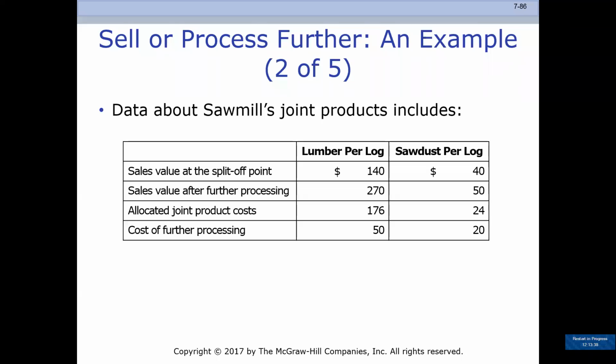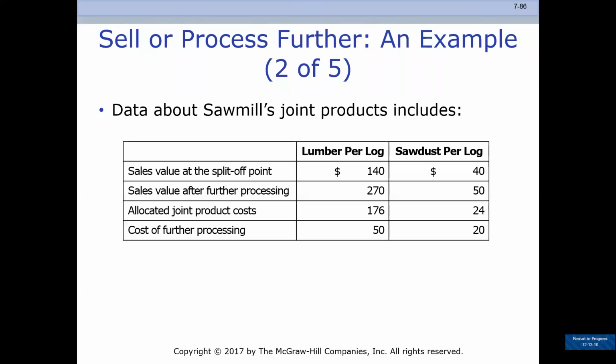What about the allocated joint products cost? Yeah, forget that, because it's misleading. It looks like if you add the 176 to the 50, it's higher than the sale that you generate of 270. For those in cyberspace, what do we do with the allocated joint product cost? Nothing. They're thrown in there to confuse you.